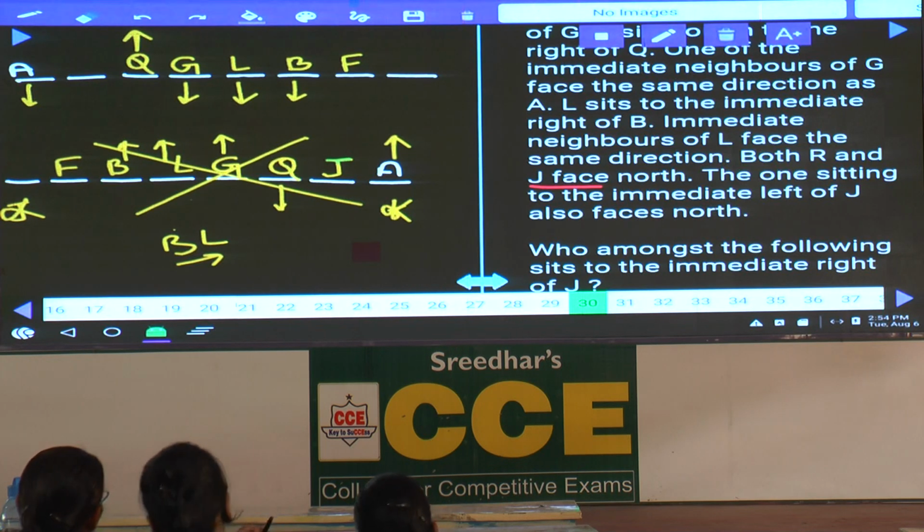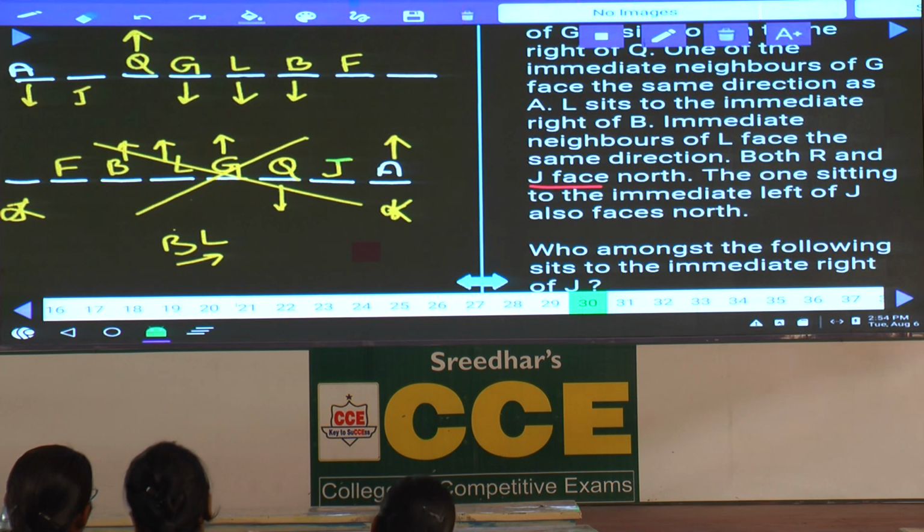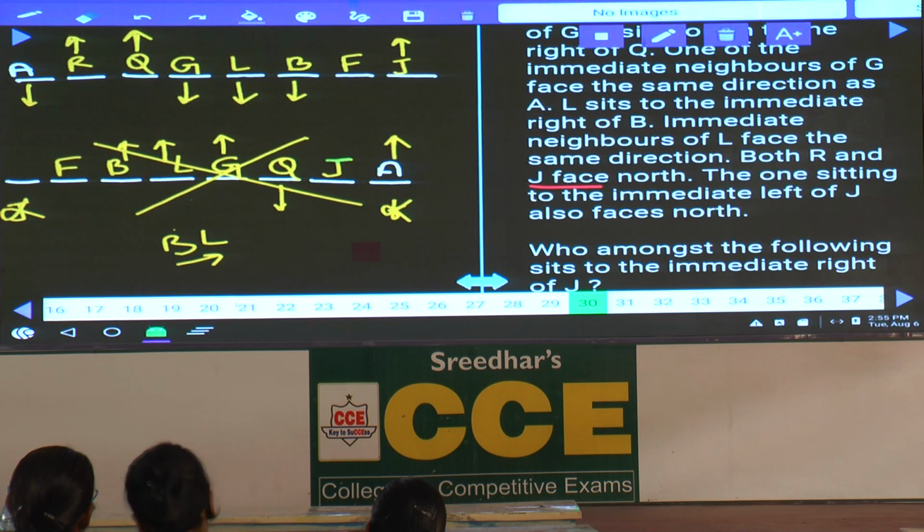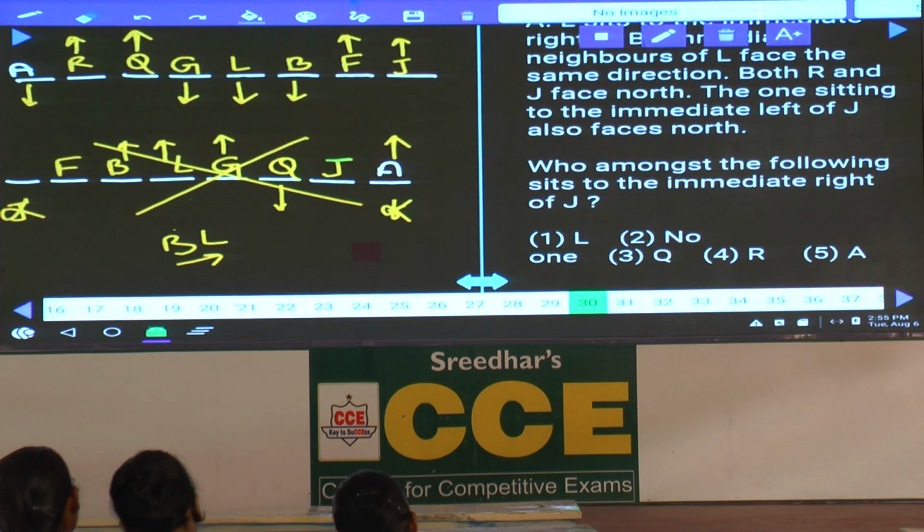And in the first case, if you take J at this place, J is facing north, immediate left of J is A, whereas A is facing towards south rather than north. Hence, J cannot be here. J at the end. Now this J is facing north, R is also facing north. The immediate left-hand side of J is F. This F is also facing north. Done with this? This is how these eight persons, four persons are facing north and four persons are facing south.